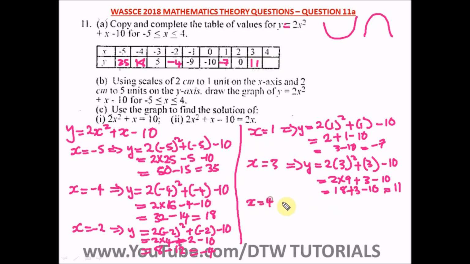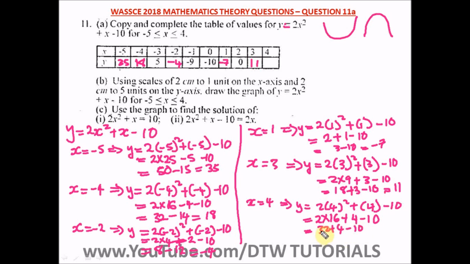X is equal to what? 4. Okay, so we have y is equal to 2(4)² + 4 − 10. Here we have 4 squared, that's 16. So 2 times 16 plus 4 minus 10. What's 2 times 16? That will give us 32 plus 4 minus 10.